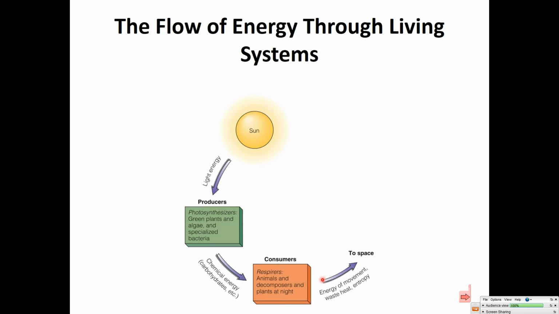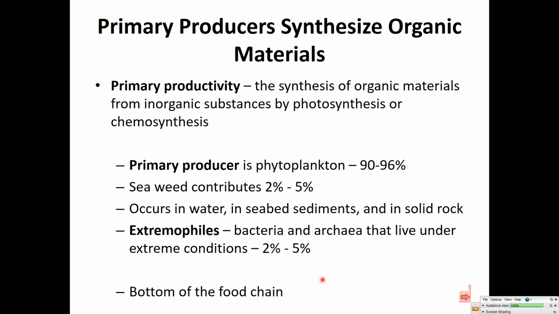Okay, so primary producers, these are organisms that make organic matter. So they are the photosynthesizers and the chemosynthesizers. Primary productivity is the synthesis of organic materials from inorganic substances through the processes of photosynthesis or chemosynthesis. And any organism that does this is known as a primary producer. So primary producers are the ones that take mostly energy from the sun and make organic matter out of it. So plants, for example, algae, and in the ocean, most primary production is due to these organisms known as phytoplankton, photosynthetic plankton.